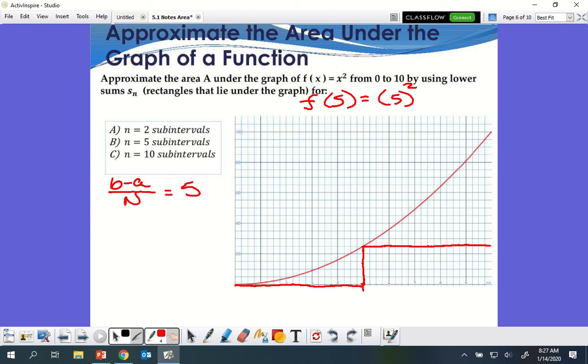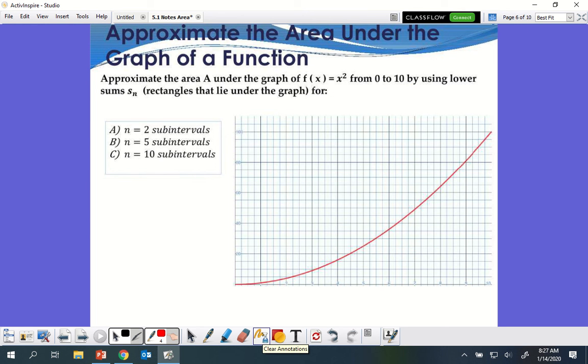Okay, so is that very accurate? No, that's not very accurate. So let's try it again then. Now this next one, we're trying with 5 subintervals. So to do my subinterval, I would start off with, how would I write that?